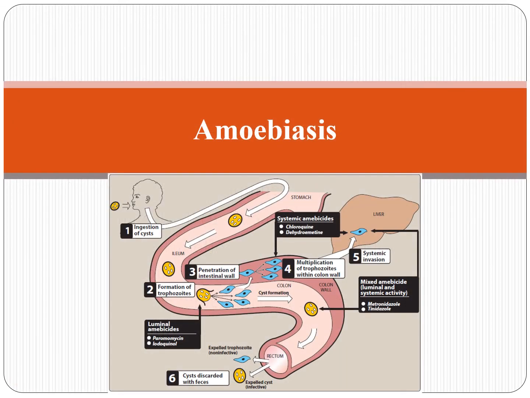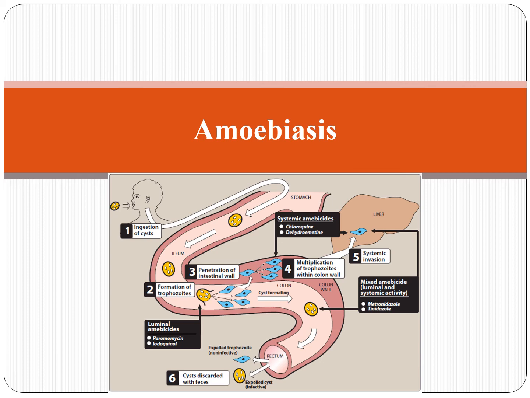Now we'll talk about amoebiasis, which is a common protozoal infection. This infection occurs when the patient ingests a cyst. When the cyst reaches the intestine, it will form trophozoites. Then the trophozoites in the intestine can penetrate the wall of the intestine. The presence of trophozoites in the intestine can be treated by luminal amoebicides such as paromomycin and iodoquinol.